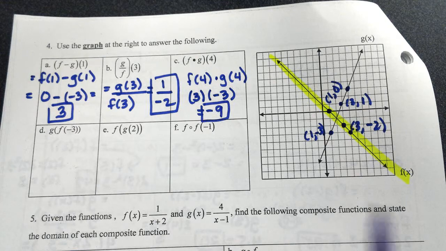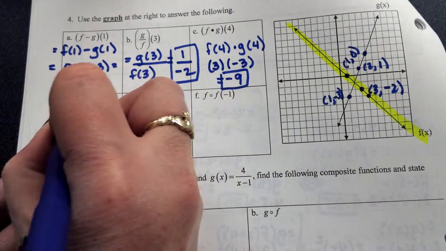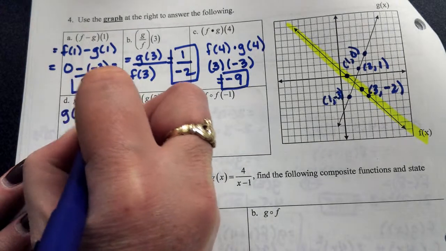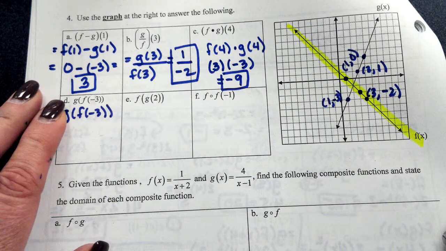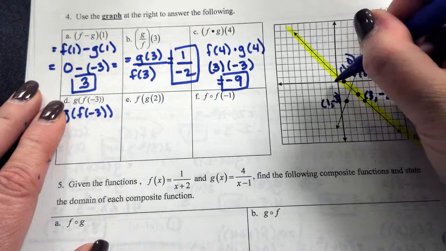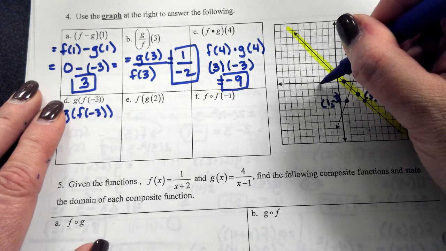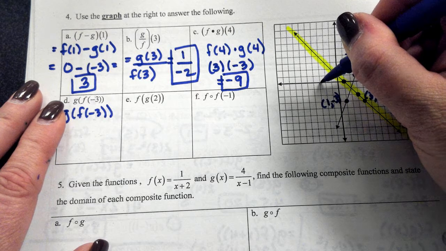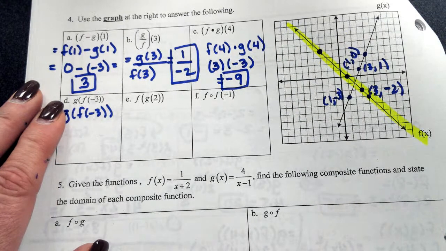So you can also do composition from the graph. Again, we want to find g of f of -3. You still always start on the inside first, so I want to find f of -3. Go to -3 on the x-axis, and I'm going to take my pencil. Line f is my yellow one. I'm going to slide it up until I hit the point on the yellow line where the x value is -3.